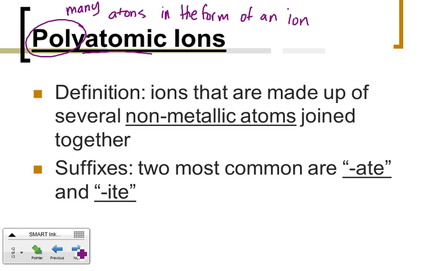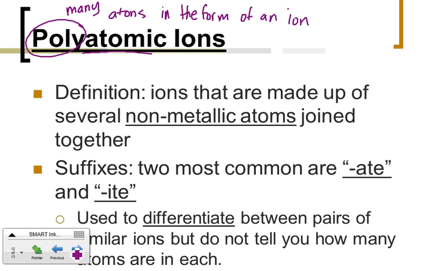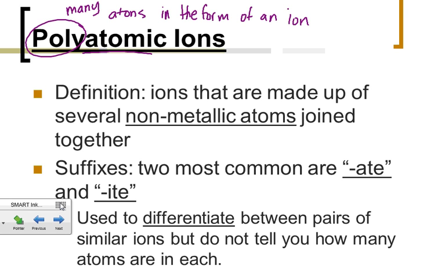Okay, so suffixes are all ate and ite. There is an actual way you learn in Chem 20 to figure out the ate and the ite yourself. For now, you can just look on your periodic table, and if you match the symbol to the name, it'll tell you if it's ate or ite. Okay? They are used to differentiate between pairs of similar ions, but do not tell you how many atoms are in each. We don't have to worry about this really until Chem 20. All we have to do is be able to name our ionic compounds that are polyatomic.